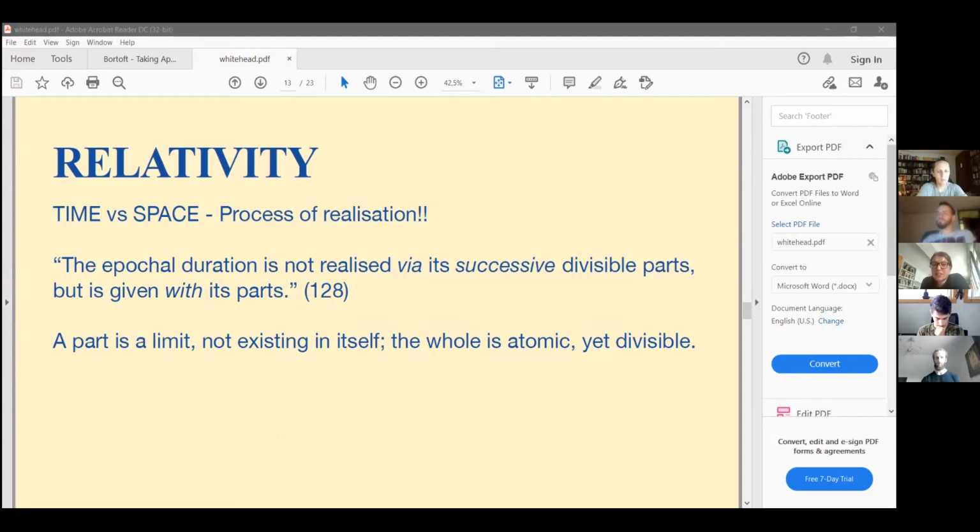So he summarizes this quite nicely, that the epochal duration is not realized via its successive divisible parts, but it is given with its parts. So it's not like you have, once again, a framework of time and space within which you can use points to draw a line, as Kant does in his first paragraph, but rather as in the second, that the whole is always constituted epochally, atomically. The space and the time come with the realization of a particular event, yet afterwards one can still find a smaller epoch by which it can divide or even perform a limiting process.